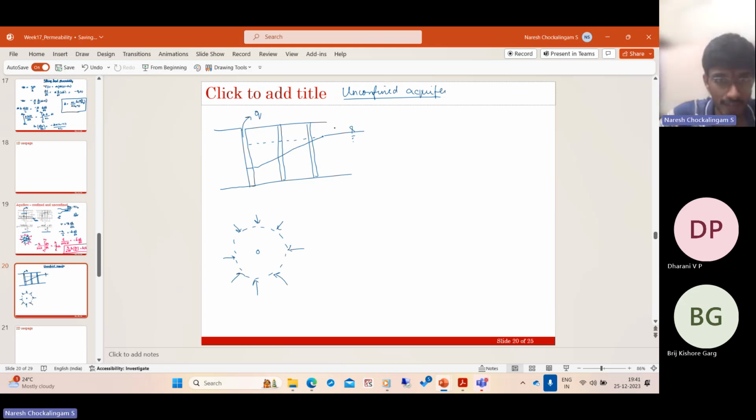Therefore, since the water is flowing towards the well, there has to be a head loss in this direction because it is flowing through soils. It has to do work to flow through soils. So as per the Bernoulli equation, there is head loss as it flows.